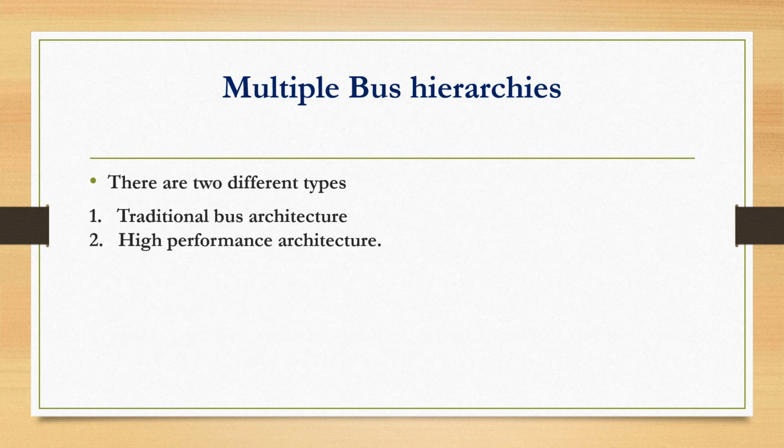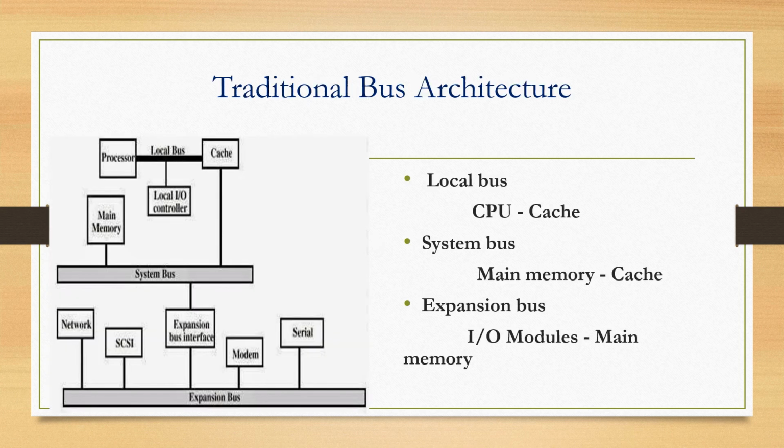The bus types are used based on some hierarchies. There are two types of bus hierarchies: traditional bus architecture and high performance architecture. Traditional bus architecture has the local bus, system bus, and expansion bus. The local bus is used to connect CPU and cache. The system bus is between the main memory and the cache. The expansion bus is used for additional devices like I/O modules and main memory.